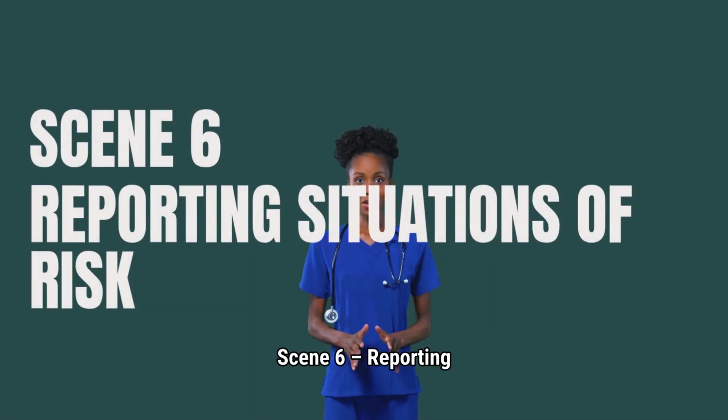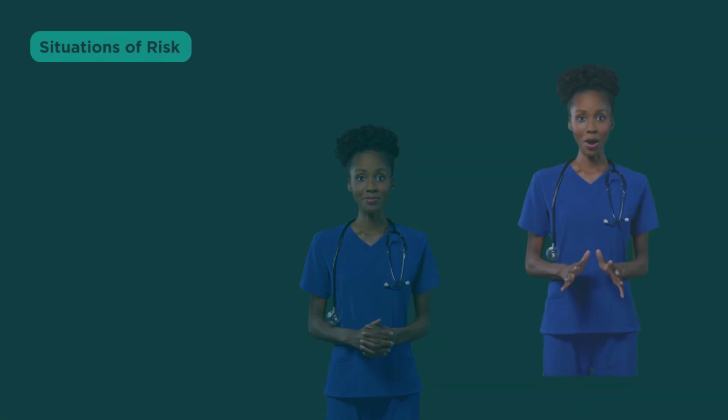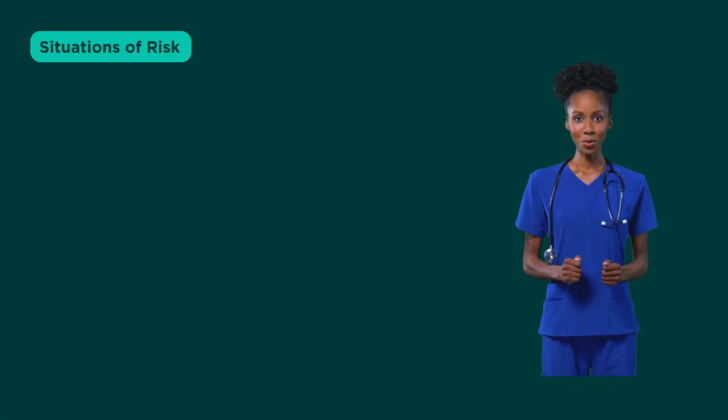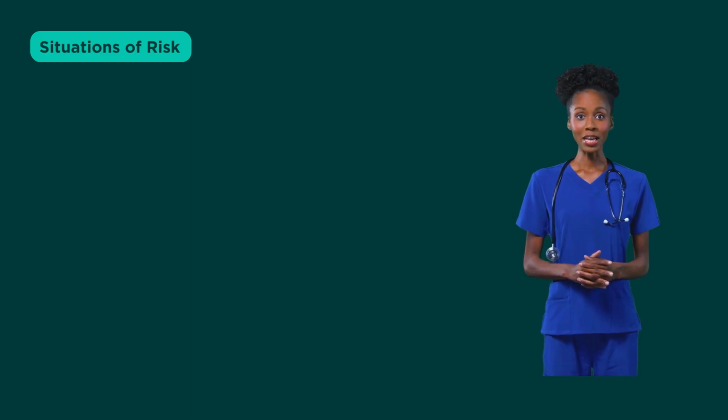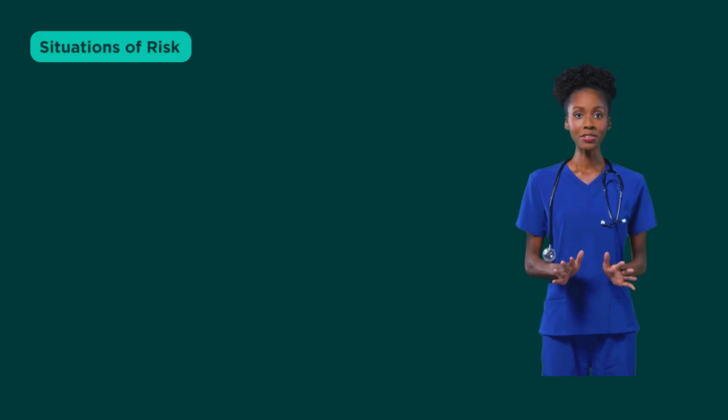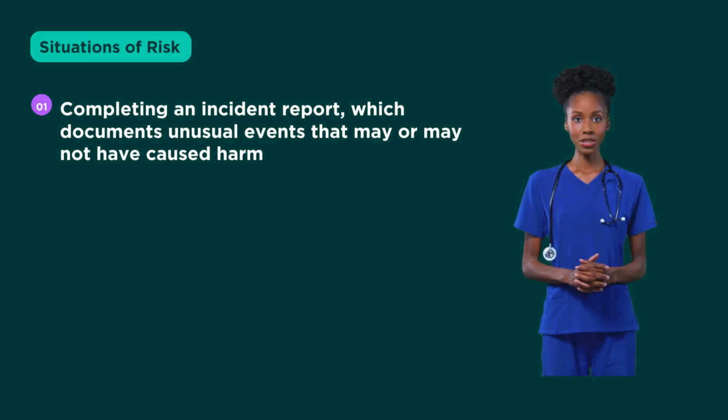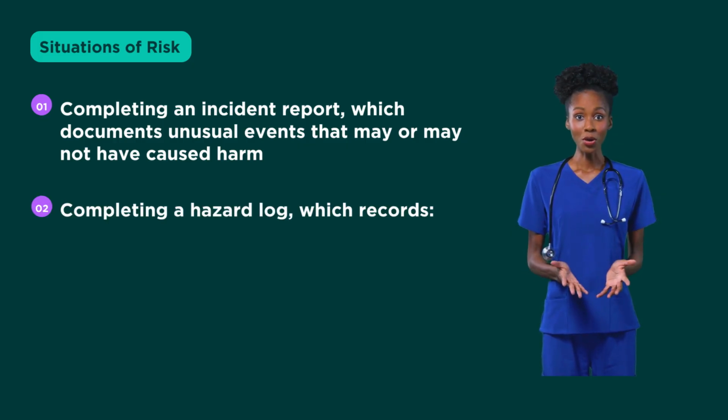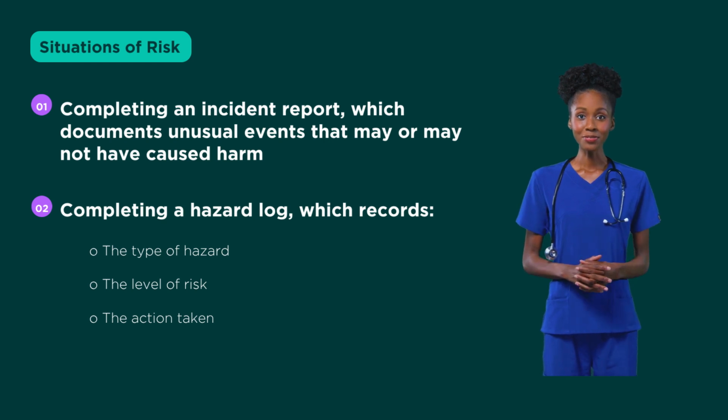Scene 6, reporting situations of risk. All situations of risk must be reported to a supervisor according to organizational policies and procedures. Risks can be reported by completing an incident report, which documents unusual events that may or may not have caused harm, or by completing a hazard log, which records the type of hazard, the level of risk, and the action taken. Reporting ensures risks are properly documented and addressed, protecting both clients and workers.